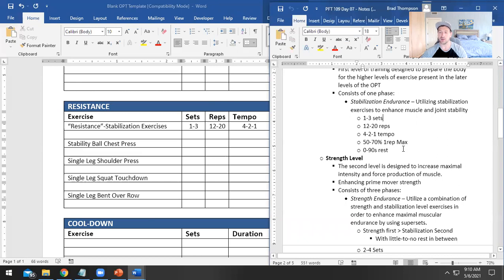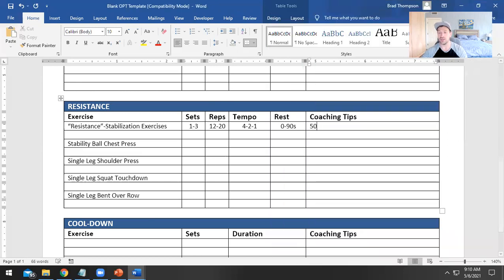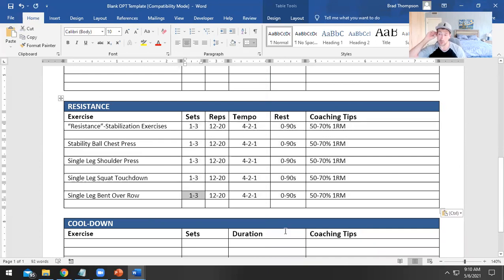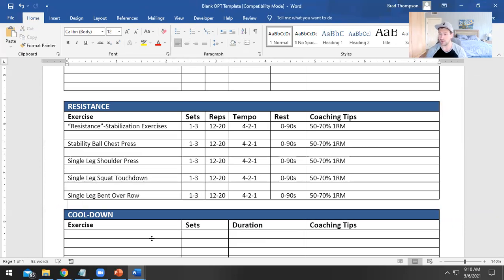So that's how we're going to fill this out. And then this is going to be at 50 to 70% of our 1 rep max. So if you follow these rules right here, and you just write a program based on this, you're going to do a pretty good job of establishing a really good foundational baseline for your client.